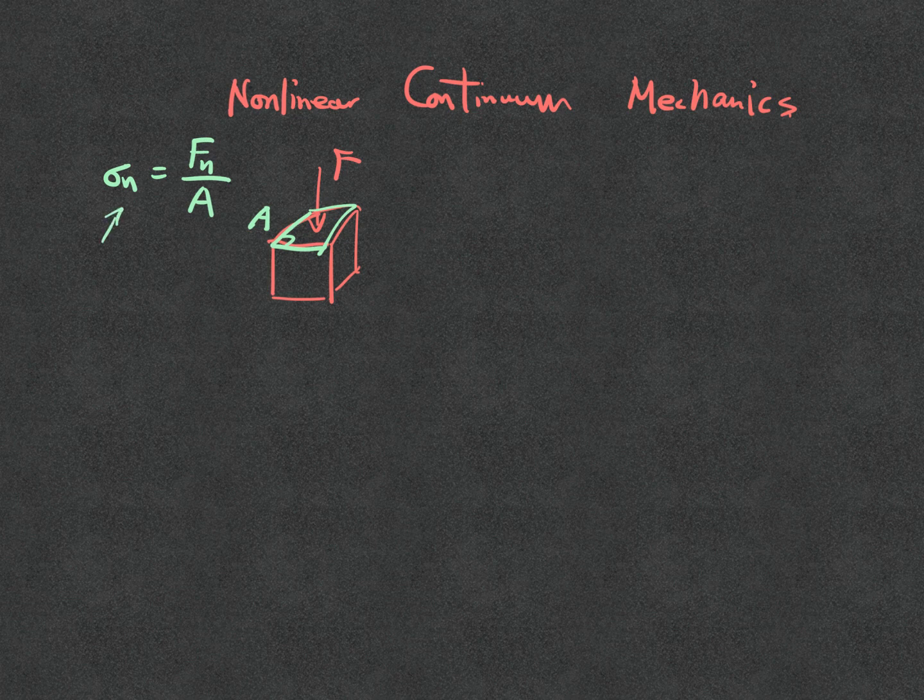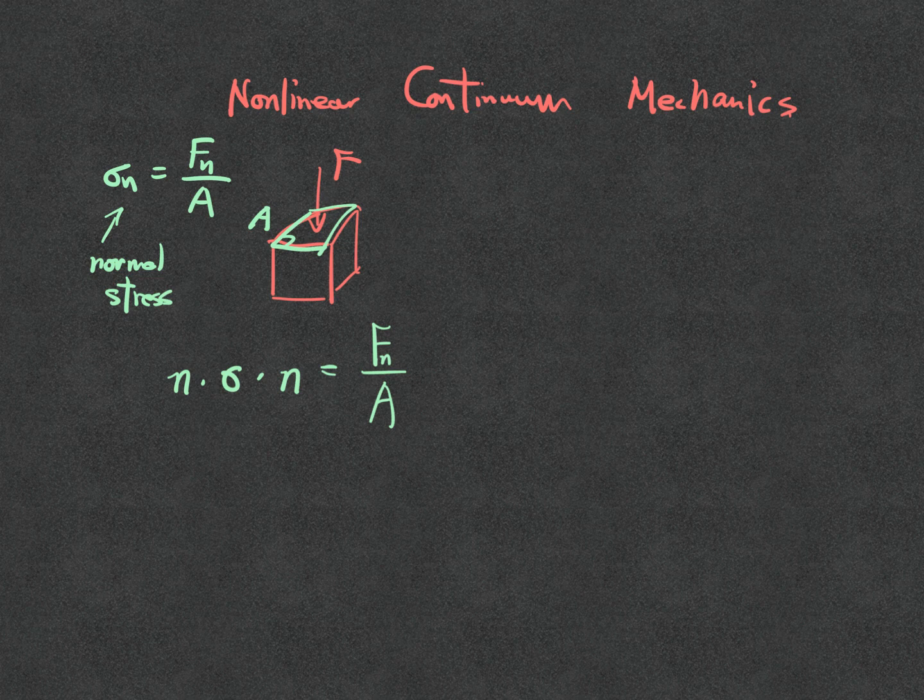Now this is called the normal stress. Interestingly, it's not even a stress tensor, it's a component of the stress tensor. So what this is actually is n dot sigma dot n, times F, equal to n F divided by A. Does that make sense?